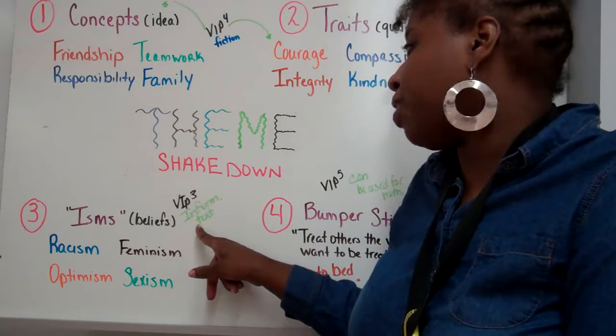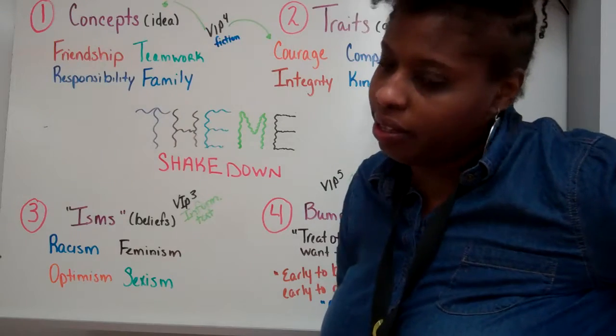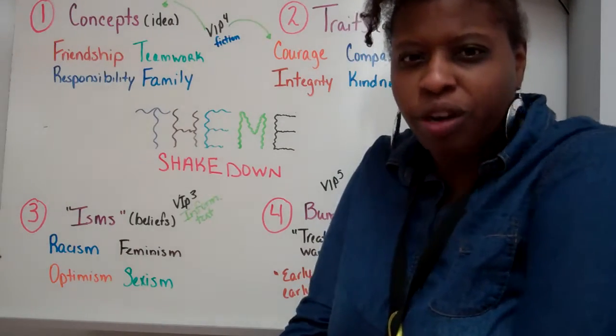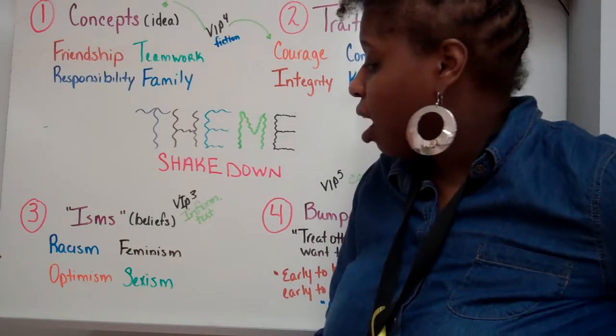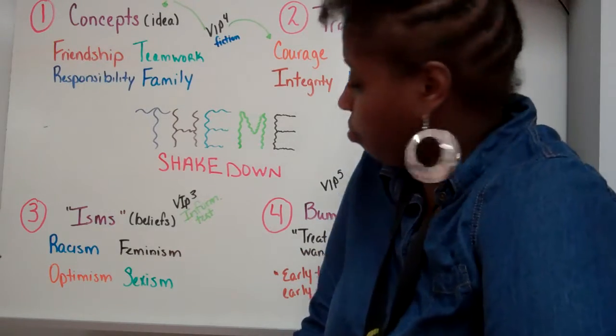The third type of theme on our theme shakedown is isms, beliefs, morals, and standards, a person's ethos. VIP number 3, you're typically going to see this in informational texts, magazine articles, editorials, things like that. So you have topics like racism, feminism, optimism, sexism.